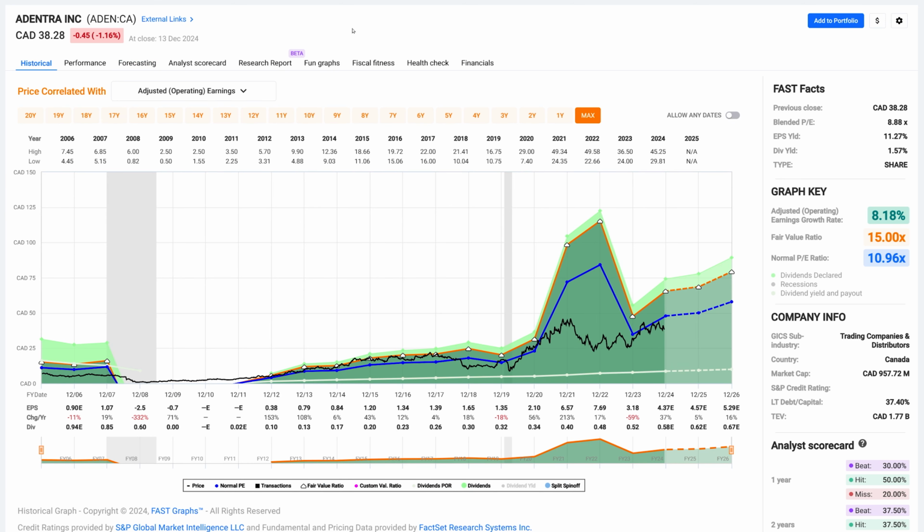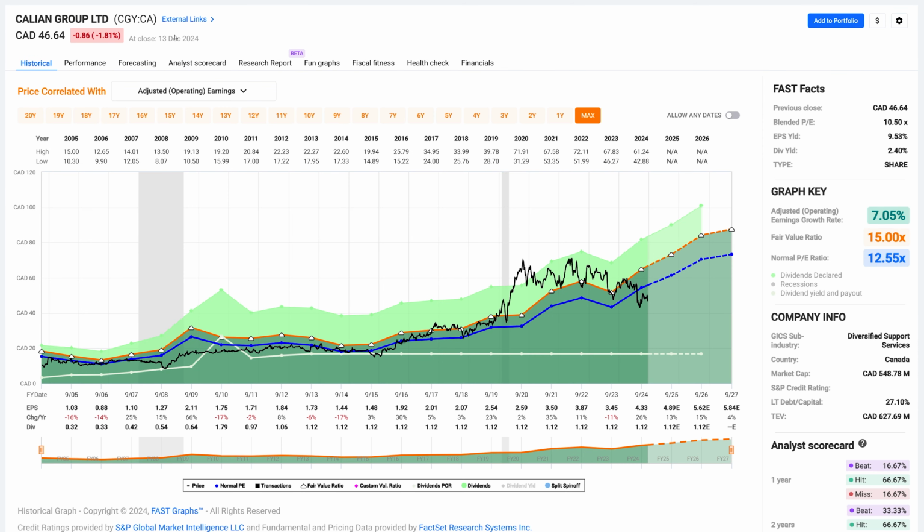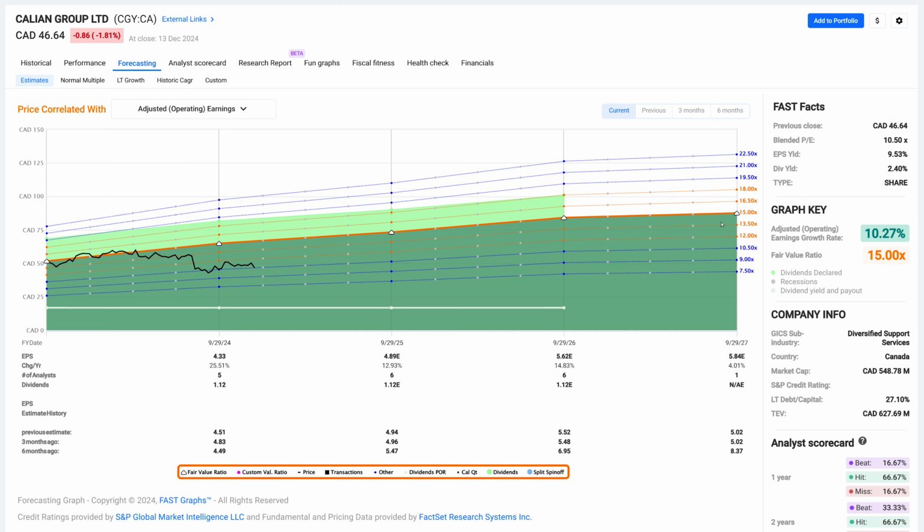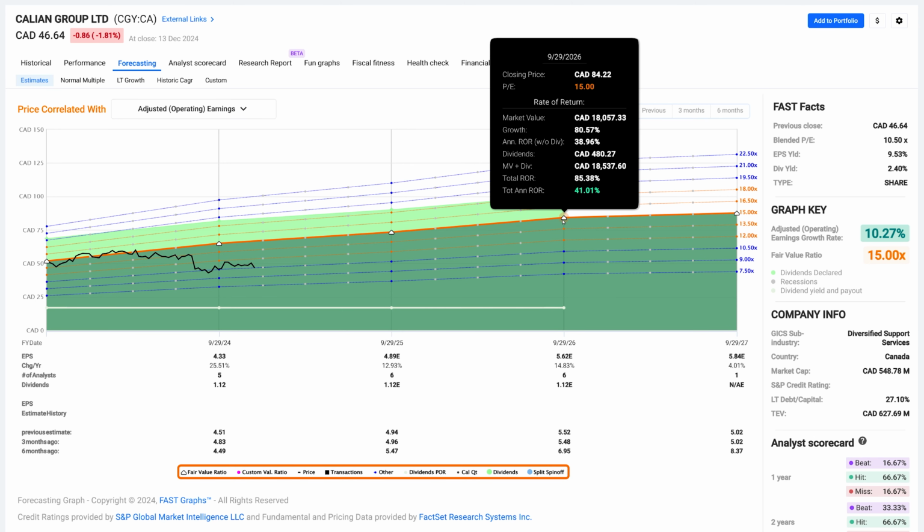But anyway, that's Adentra. The next one on the Canadian list would be Calian Group Ltd. I'm sorry, I said COI, it's CGY. That was a slip of the tongue. Pretty consistent grower. They did pay a special dividend once, it looks like. The stock looks very inexpensive right now. It's diversified support service, expected to get double-digit growth. When you see it blank, it just means there's no analyst. We're down to one analyst here, so I probably wouldn't look any further than past here.